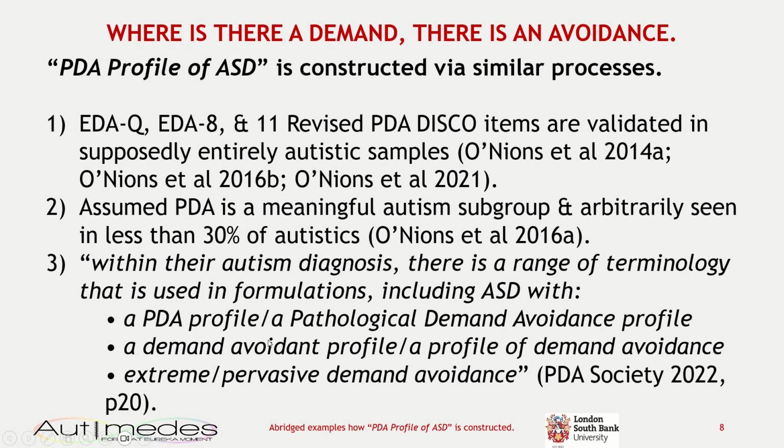And this is another quote going back to this document by the PDA Society, which claims to be clinical guidance. So within their autism diagnosis, there's a range of terminology that is used in formulations, including autism with PDA profile, pathological demand avoidance profile, demand avoidance profile, a profile of demand avoidance, or extreme, pervasive demand avoidance. So that's from page 20. What they're saying here is that it's a dual autism plus PDA diagnosis, which I have issues with.